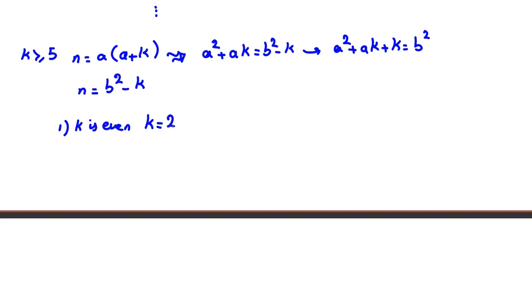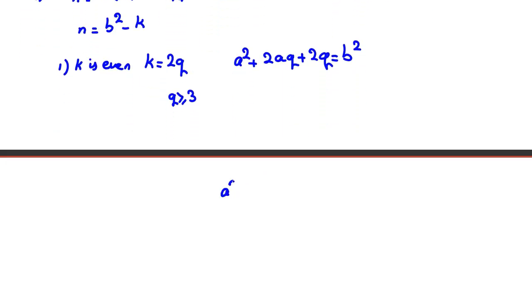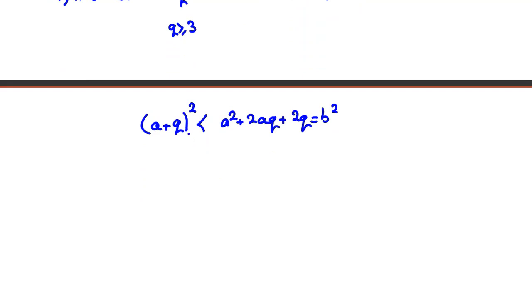So k equals 2q, and we know k is at least 5, so q is at least 3. A squared plus 2aq plus 2q equals b squared. So we want to find two perfect squares. Let's write it again. A squared plus 2aq plus 2q, which is b squared, is greater than a plus q squared, and a plus q plus 1 is obvious. Here I place a plus q here, and then I place a plus q minus 1 here.